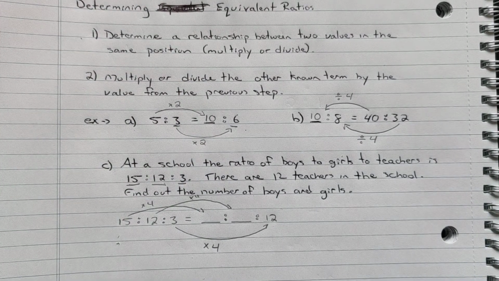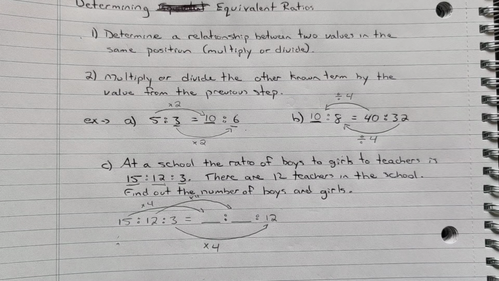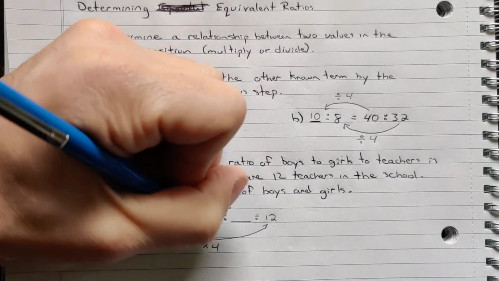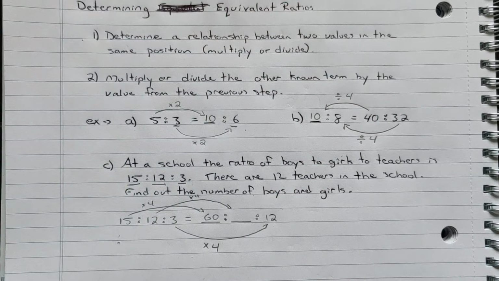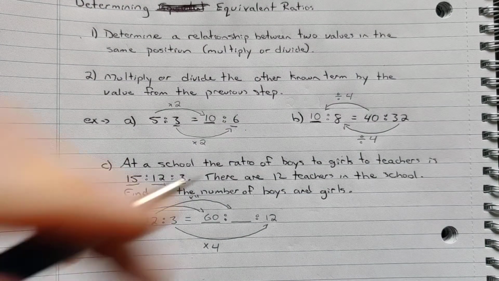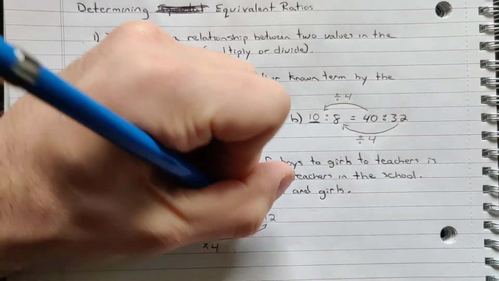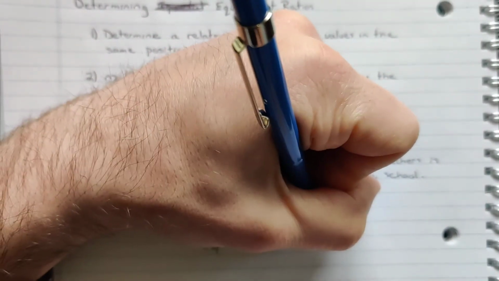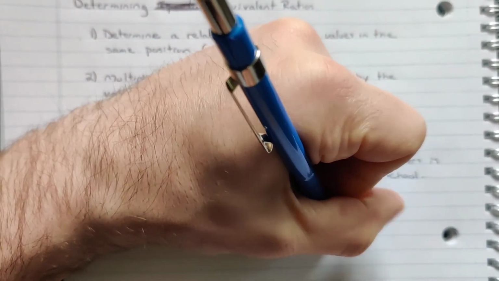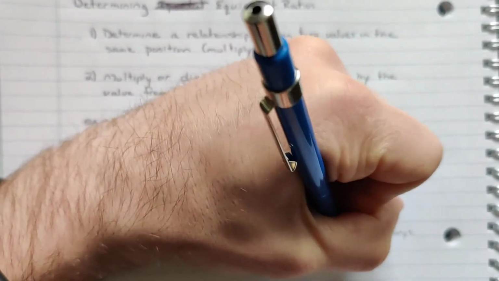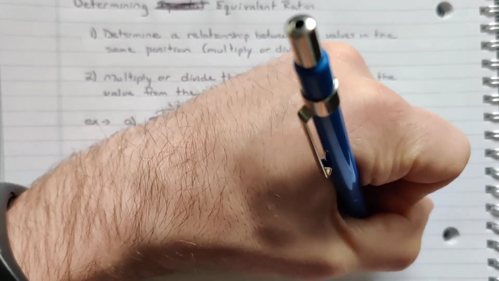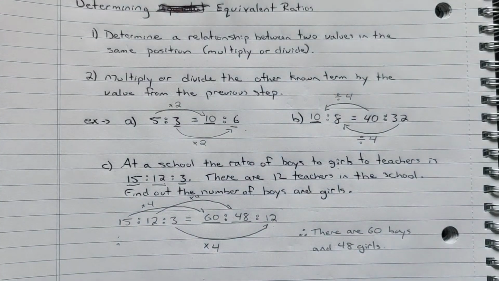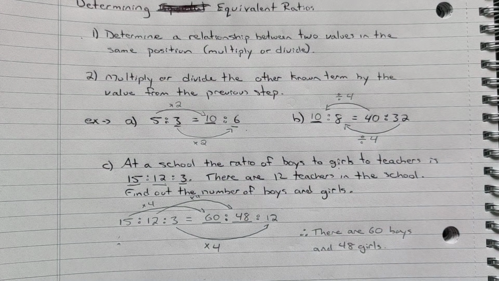15 times 4 is going to give us 60. 12 times 4 is going to give us 48. So we have 60 boys and 48 girls. And so that gives us our comparative ratio.